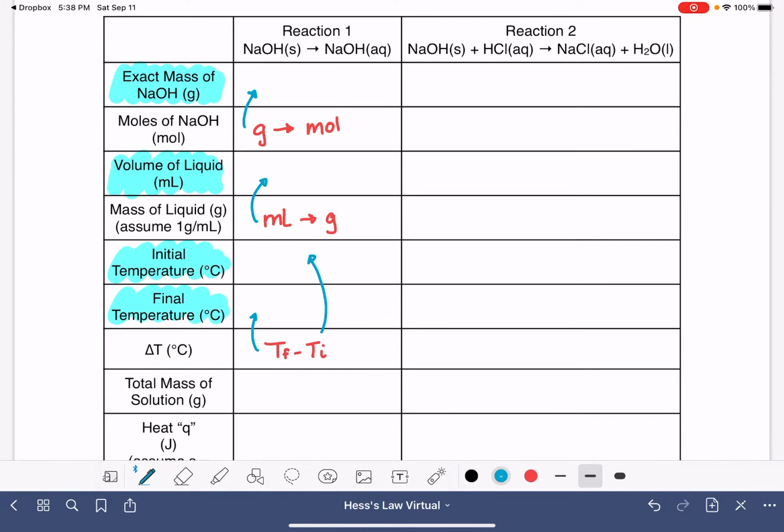Now, next you're going to be calculating the total mass of the solution. The total mass of the solution is going to be the mass of the NaOH plus the mass of whatever liquid you're using. So either water or HCl. That'll be the mass of the liquid. The mass of the NaOH, which is this spot right here, and then the mass of the liquid, which you calculated right there. Combine them together.